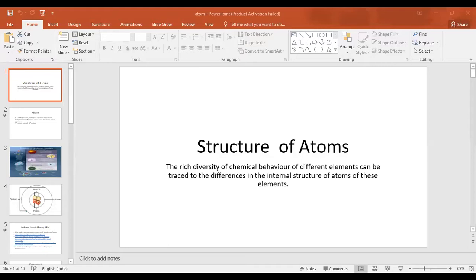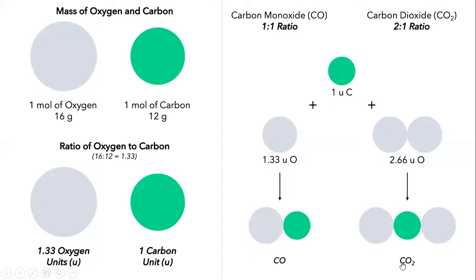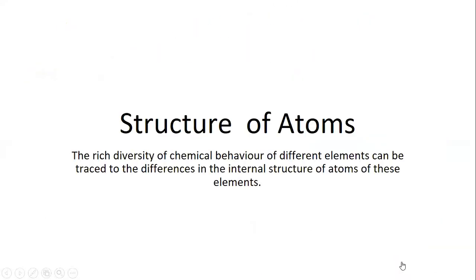So, the basic purpose behind the structure of atoms. What is the basic purpose to study the structure of atoms? We have to understand why the elements behave differently with each other, why each element has its own kind of chemical behavior. If we want to understand the behavior of a particular element, we have to understand the internal structure of the atom of that particular element.